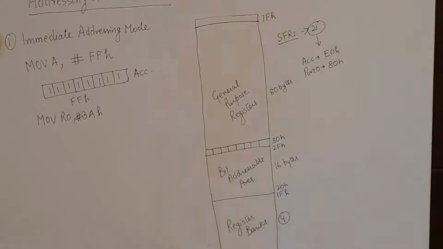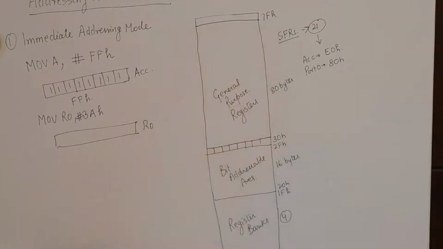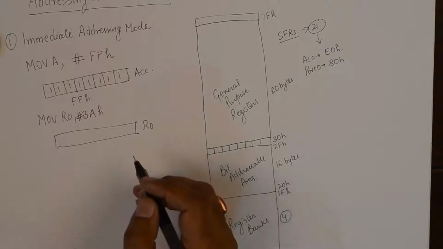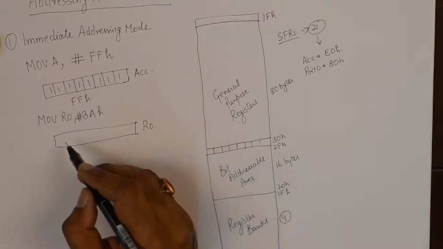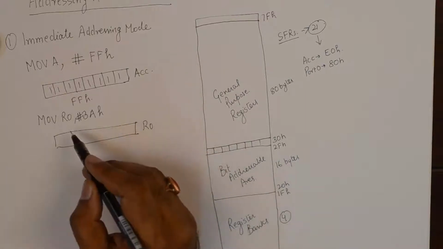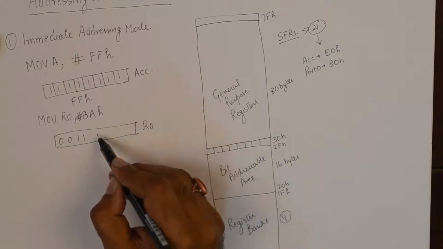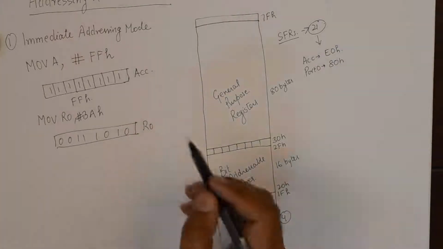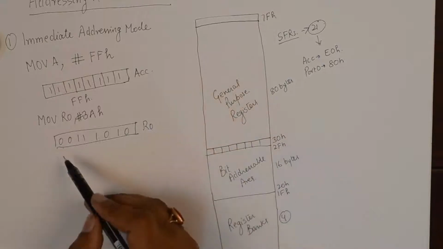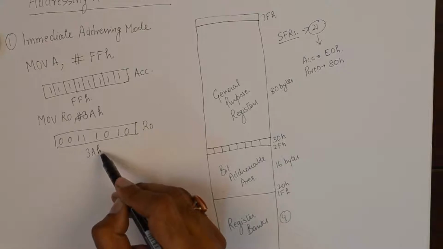Similarly, if we want to move into any register in a register bank some number, we'll make sure that we put a hash next to it. Now what will happen here is R0 of the selected register bank will be entered with the number 3AH, and 3 is 0011, A is 1010. So the contents of R0 register will become 0011 1010, which is 3AH.